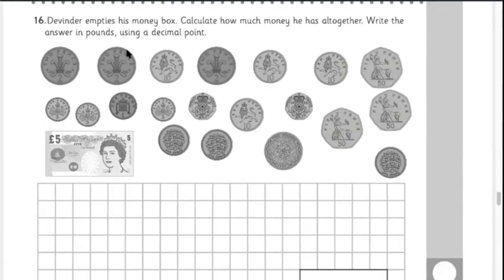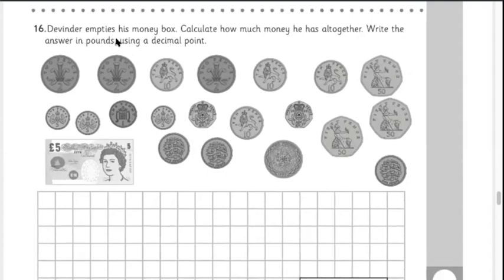Now, Devinder empties his money box. Calculate how much money he has altogether. Write the answer in pounds using a decimal point. So what I did here, if you can see my screen, I worked out how many there were of each coin, and then I added all of those coins together. So there's one 1p, there are two 3p's. I don't know if you can see that in my little bit of the screen. So the answer is £7.42.